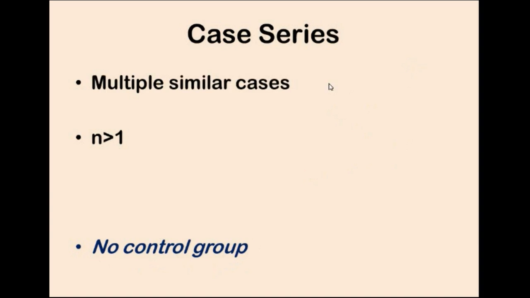The other type of study is a case series, where you have multiple similar cases. It's exactly like a case report except you have more than one patient this time presenting with similar symptoms or similar diagnoses, and you're just reporting their cases. Again, there is no control group. This is just everybody in your study, the n, which is more than 1. Everybody has the disease or has those symptoms or problems.